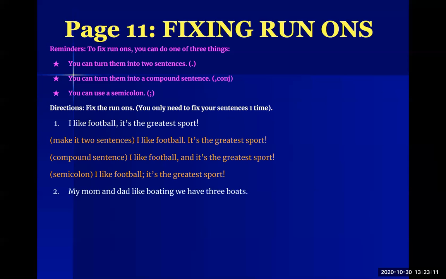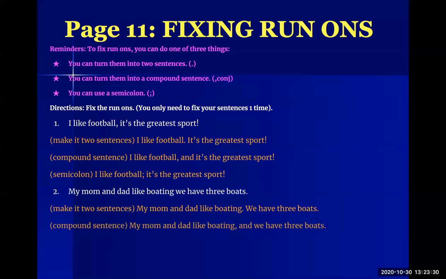Number two, "My mom and dad like boating. We have 3 boats." This is a run-on. It's too much information. There are 2 ideas there. So you can separate those 2 ideas into 2 sentences. "My mom and dad like boating." Period. "We have 3 boats." You can make it a compound sentence. "My mom and dad like boating, and we have 3 boats." That works. And again, you can use any conjunction, any of those FANBOYS conjunctions.